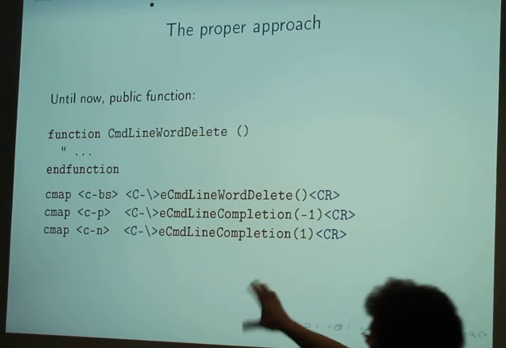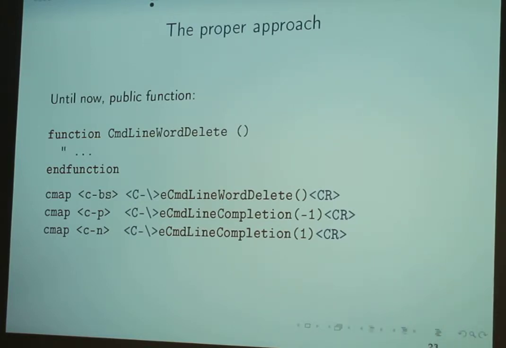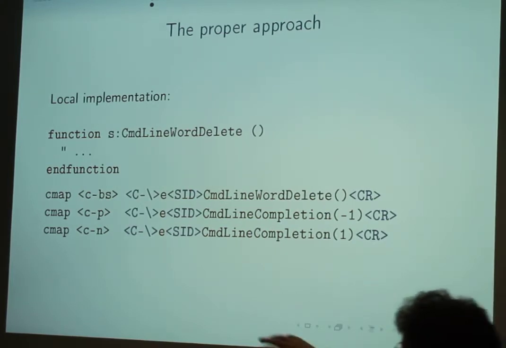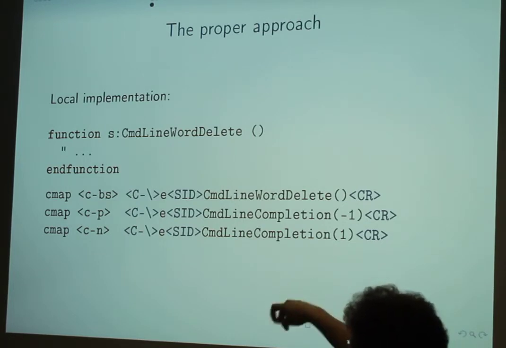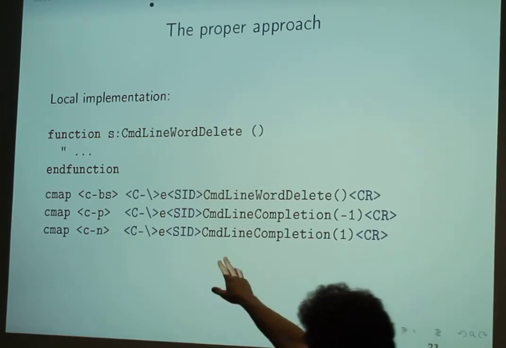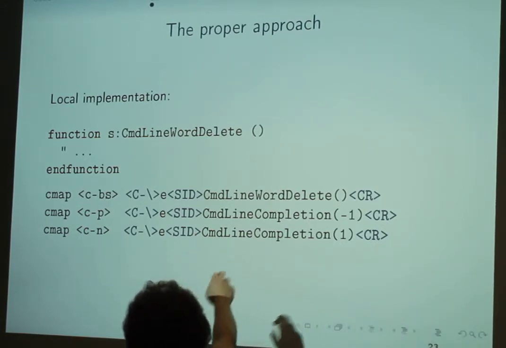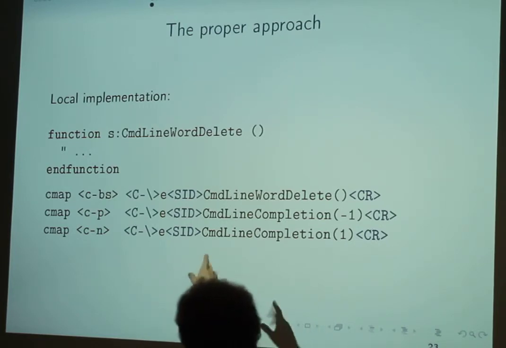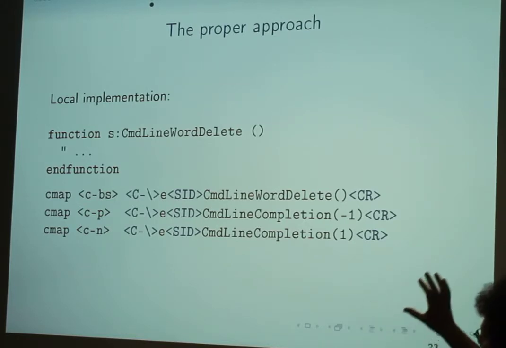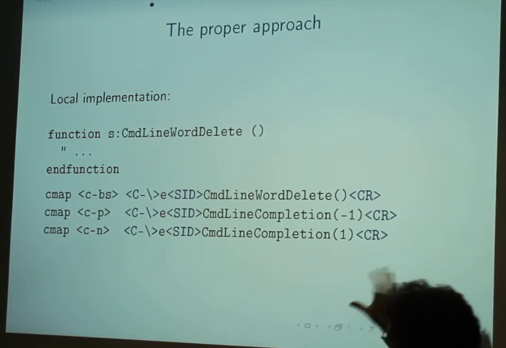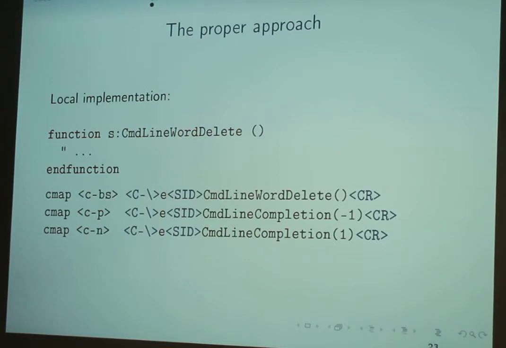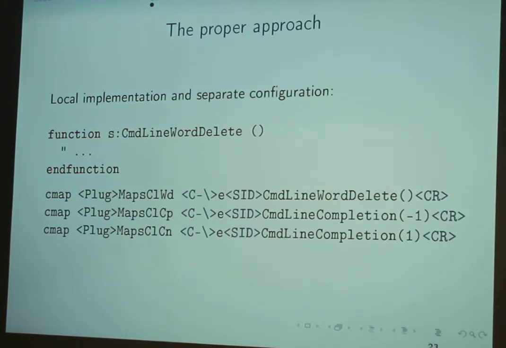And also, it's not really easy to configure, but that's another issue. So the first thing we do is make those scripts local. With this S-scoping, it's local to the script, and then instead of the S-colon in your map definitions, you have to use this SID tag. But this only works inside the script, so it's still not configurable, because you need to hard code this inside your script. So this is why another trick exists.